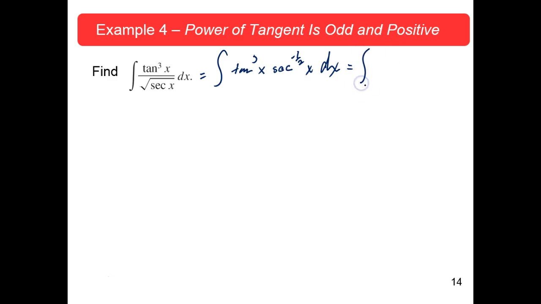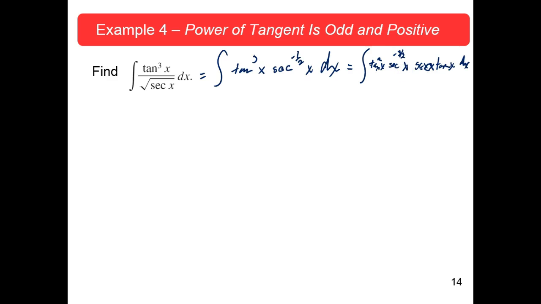So this will be the integral. We're going to pull out a secant x tangent x dx, because that's the derivative of the secant, right? So this will leave us a tangent squared x, and since we pulled out a secant x, that's a secant to the 2/2, this is left being a secant to the minus 3/2 x.